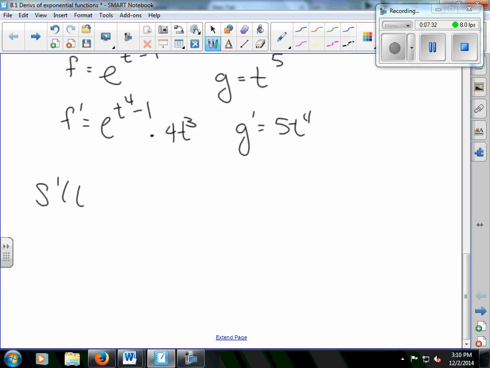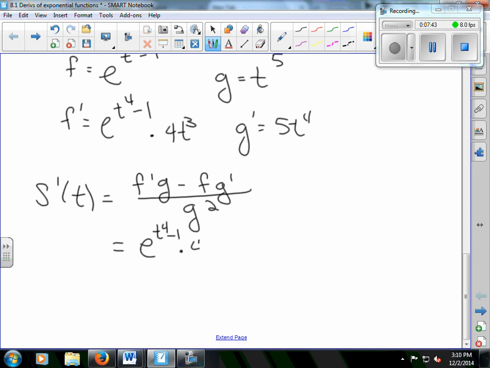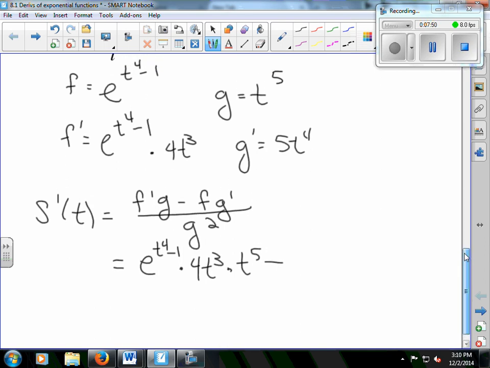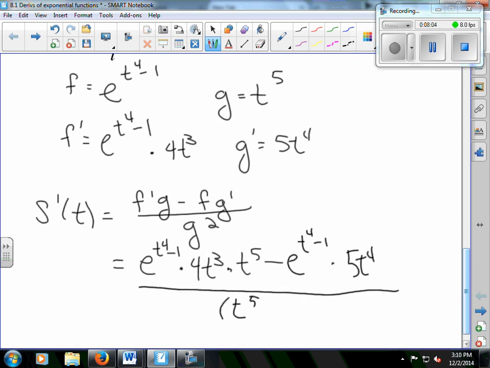So s prime is, according to the quotient rule, f prime g minus f g prime over g squared. So that would be e to the t to the 4th minus 1 times 4t cubed times t to the 5th minus e to the t to the 4th minus 1 times g prime 5t to the 4th, all divided by bottom squared, t to the 5th squared.